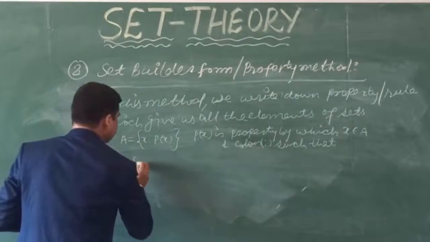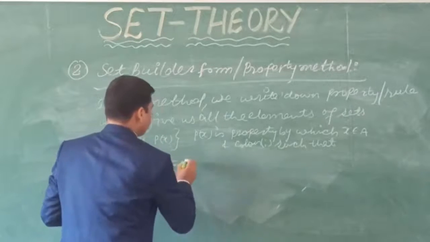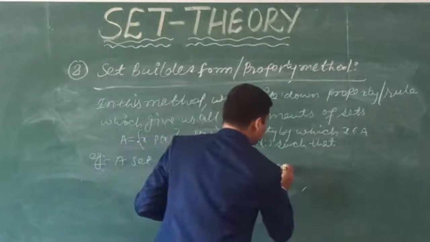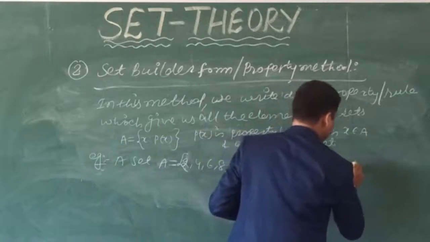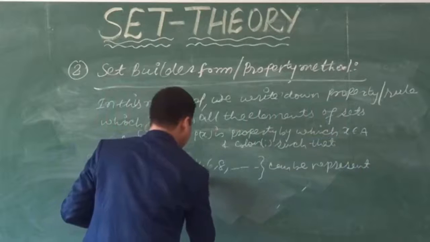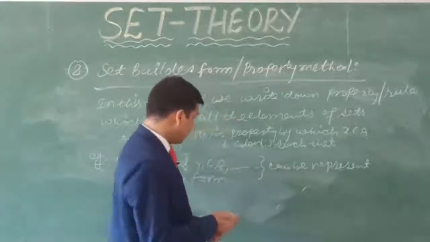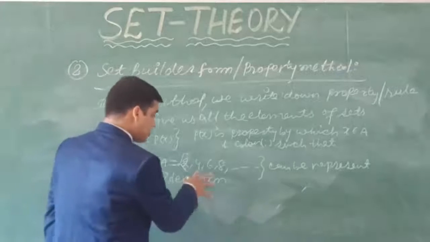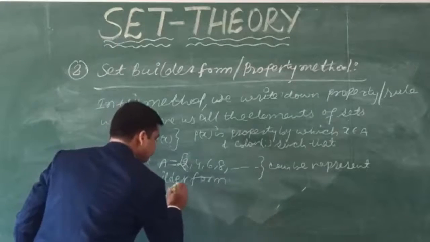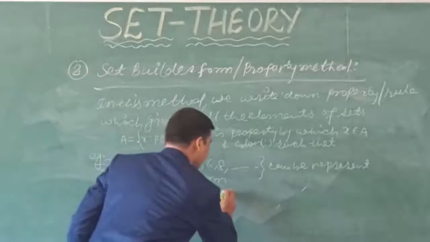A set A is given: 2, 4, 6, 8, and so on. It can be represented in builder form. How can we represent it in builder form? It's very simple. If you observe, 2, 4, 6 are multiples of 2. So can I write it this way: set A equals x such that p(x), x equals 2n.